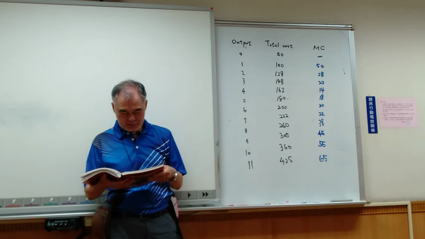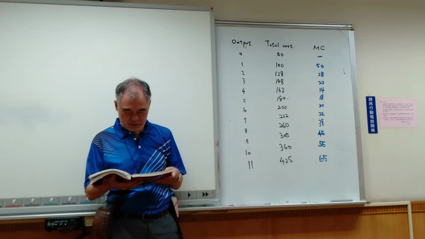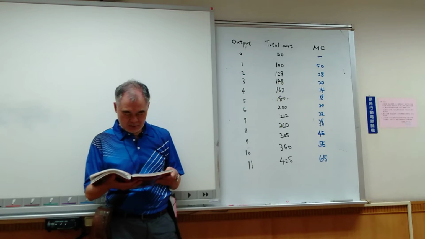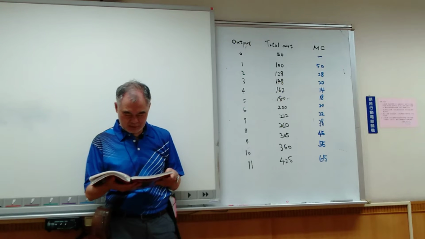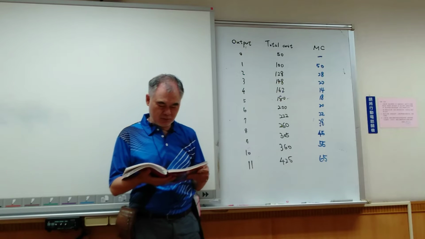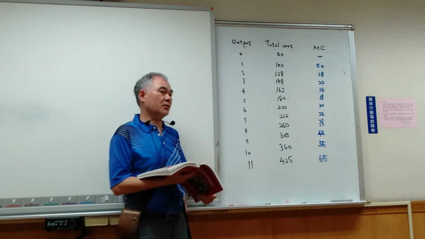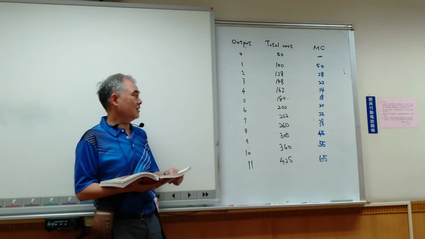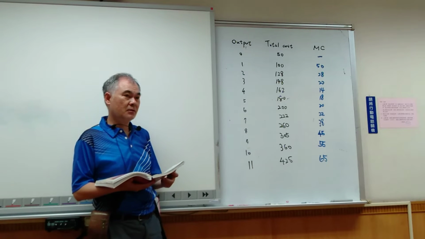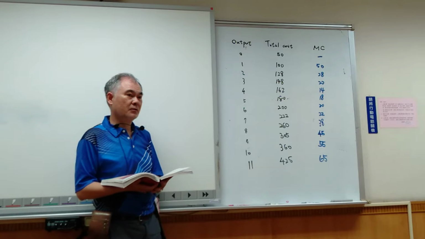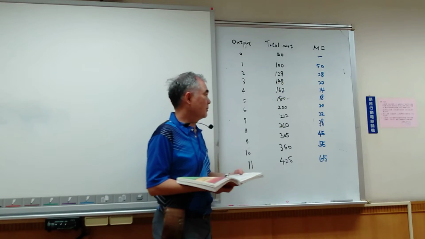Question A, assuming a constant cost perfectly competitive industry, what is the firm's profit maximizing output if the price is equal to 40? If the price is equal to 40, what is the output level? Excuse me?